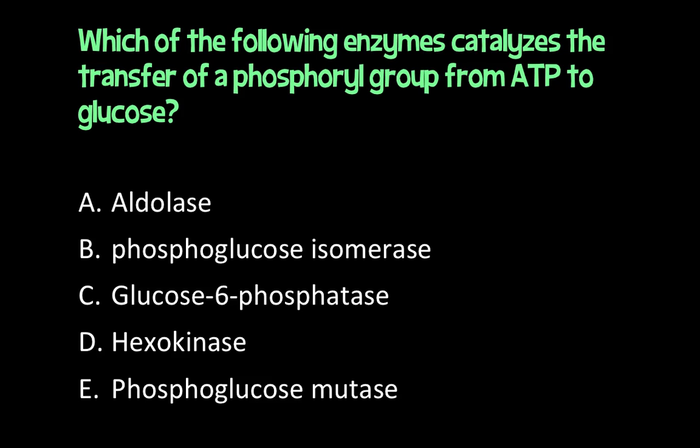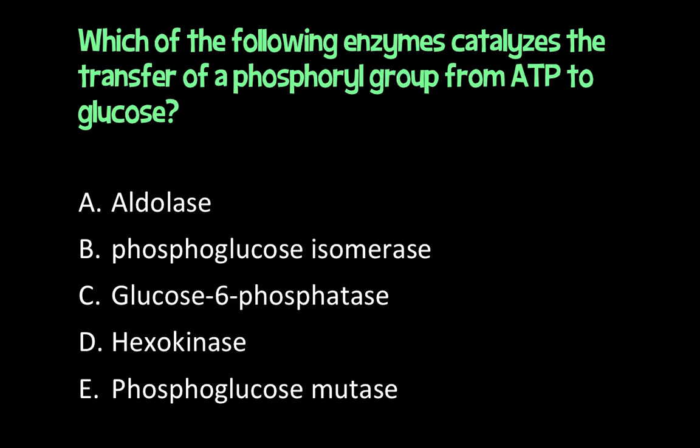Next question. Which of the following enzymes catalyzes the transfer of a phosphoryl group from ATP to glucose? So again, which of the following enzymes catalyzes the transfer of a phosphoryl group from ATP to glucose? So you have 5 choices there. Which one is the correct one?